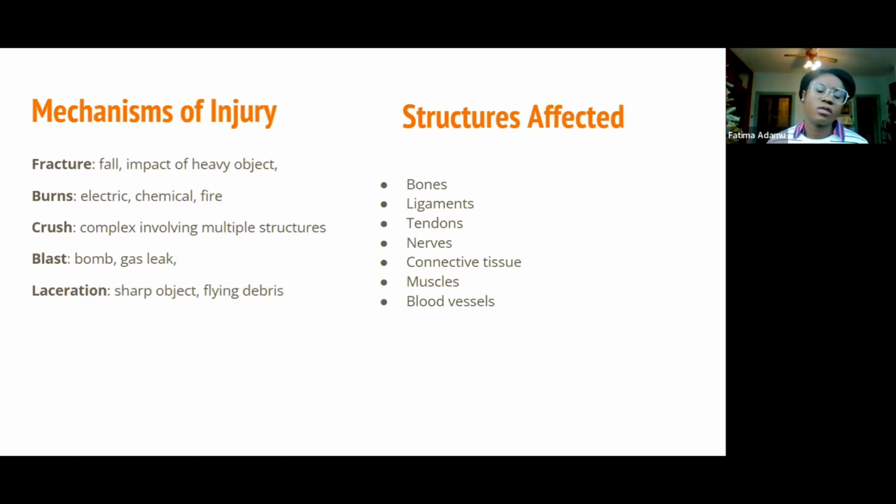Crush injury, heavy object could be falling on you, could be a piece of machinery that runs over the hand or the arm, involves multiple structures. So it could involve bones, ligaments, tendons, nerves, muscles, blood vessels. Blast injuries would also be complex. Also laceration, sharp object, broken glass, sharp pieces of metal, and flying debris as well, for example, from a bomb blast.